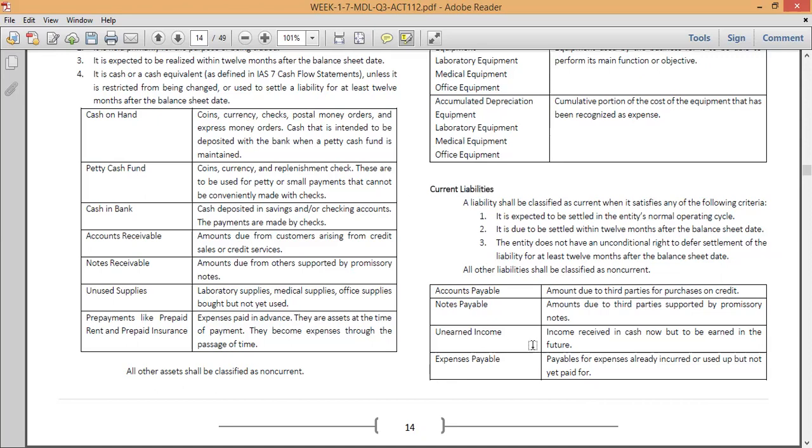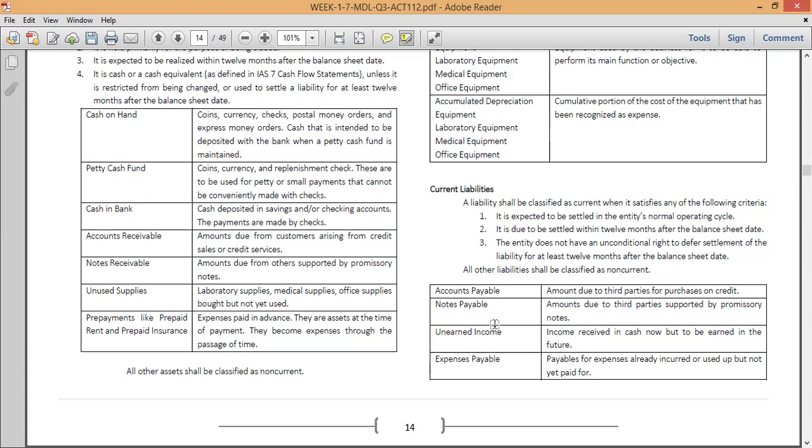So, ano po yung mga example ng current liabilities? Ito po yung accounts payable, 'di ba? Pag sinabing accounts payable, ito po yung kunwari may supplier, 'di ba? Si supplier, automatically sa'yo as a business mo, accounts receivable siya. Pero sa'yo naman, accounts payable ka. Ibig sabihin, may babayaran ka doon sa supplier na yun.